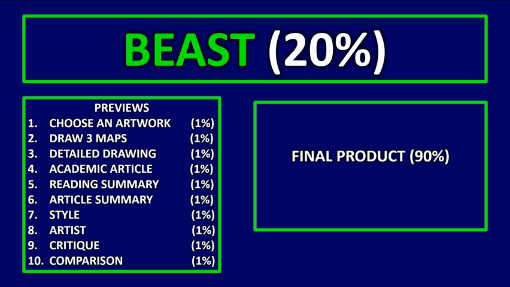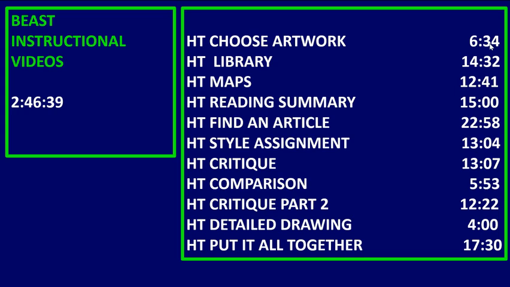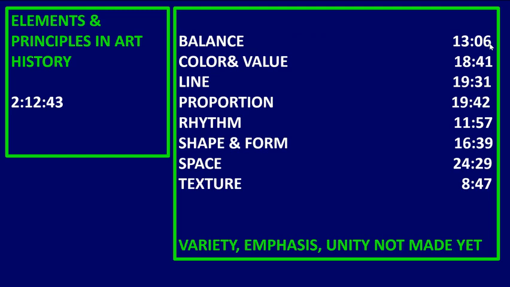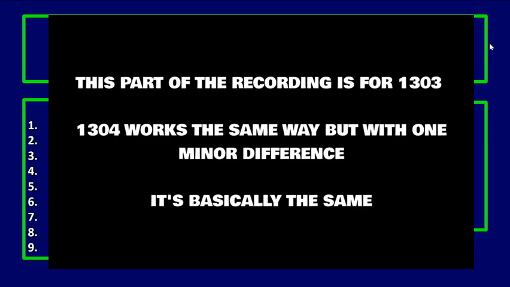The Beast is your research project, and the research project is worth 20% of your total grade. All of these previews are parts of the final product, and this 1% is when you turn it in early and let me look at it, and I'll get it back to you, but then you'll turn it in again as the final product. I'll explain this in more detail later. I have instructional videos for each and every one of these assignments, so that's a little bit more than 2.5 hours of watching videos. And then one of those assignments requires you to watch some other videos that I've made about the elements and principles.